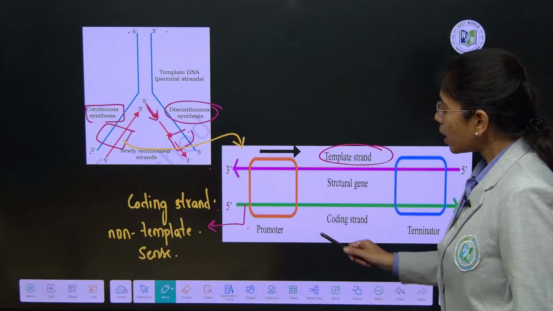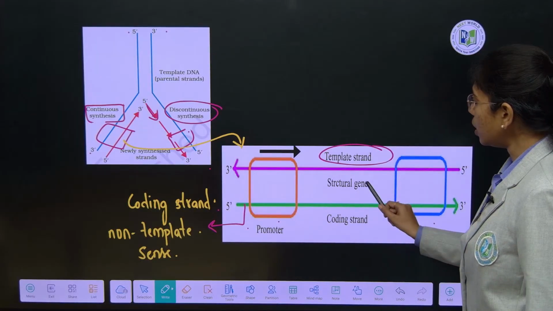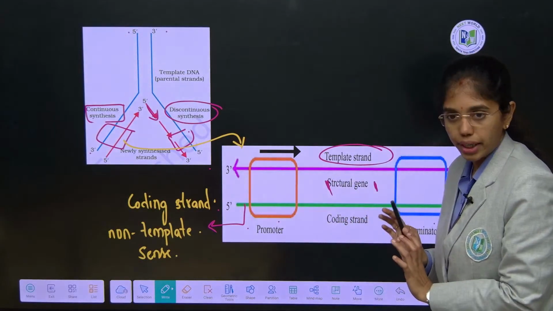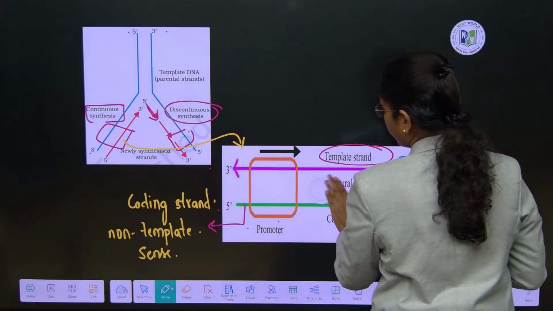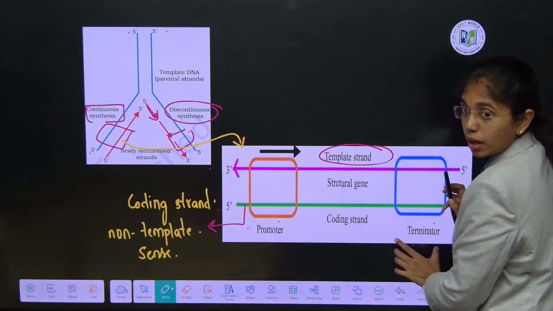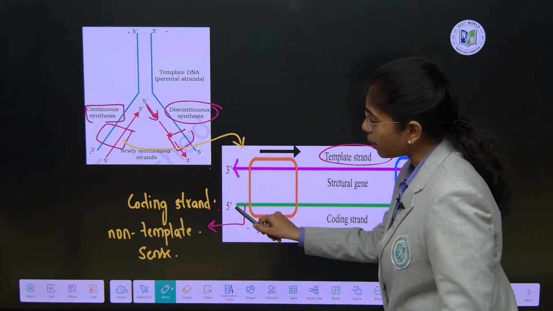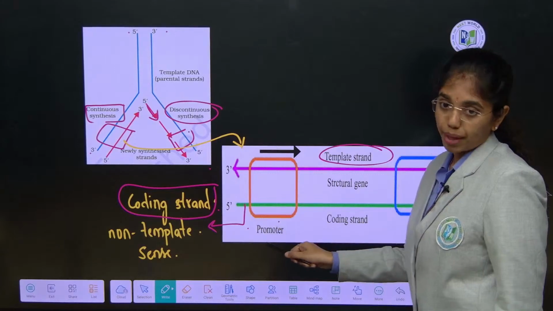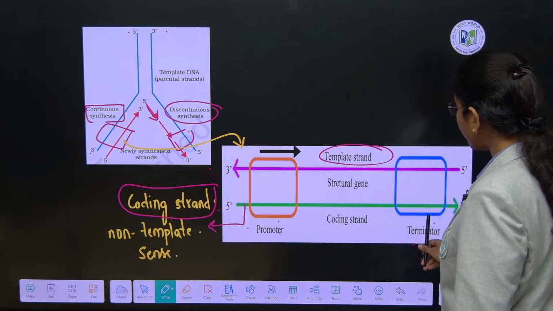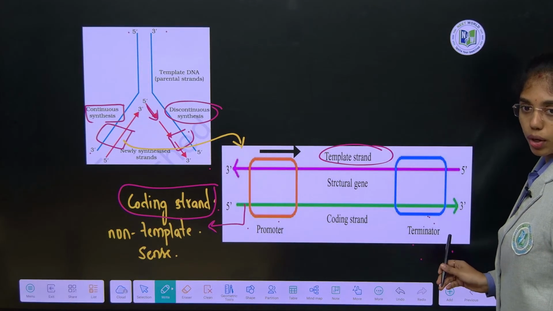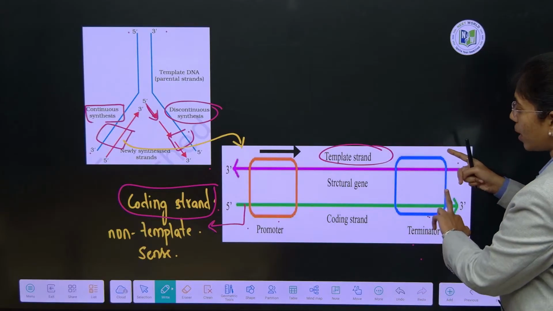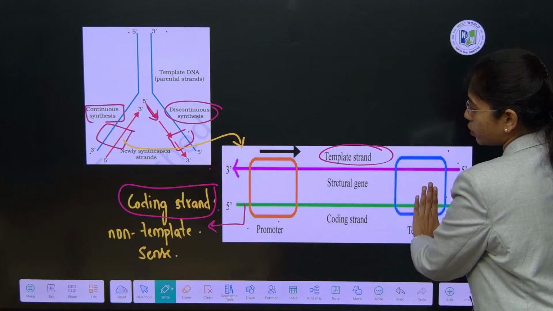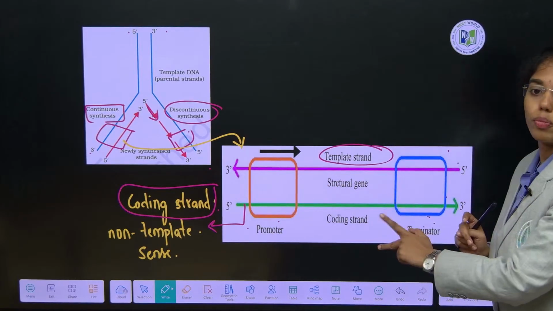Here the promoter and terminator are at the terminal ends, fixing the structural gene at the center. Promoter is always towards the 5' end of the coding strand, and terminator is towards the 3' end of the coding strand. If I replace the template strand with coding and coding with template, then the positions of promoter and terminator will also be shifted.